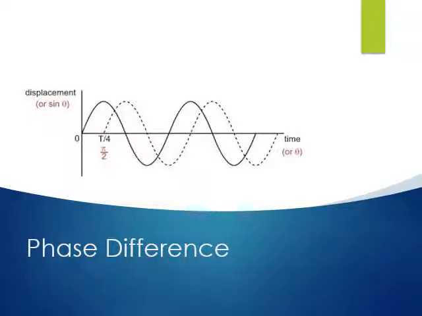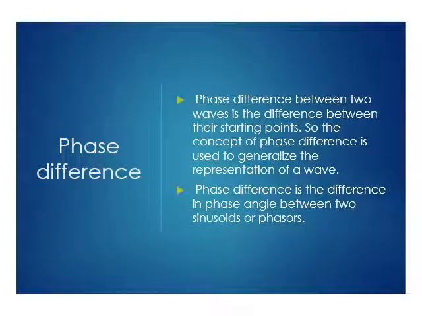Let us discuss what is meant by phase difference. Phase means angle. Here the first sinusoidal wave is there, and after that the next sinusoidal wave is there. Starting point of the first wave, then the second wave. Here the time difference is T by 4. Similarly, the angle difference is pi by 2. It is called the angle difference. It is called the phase difference.